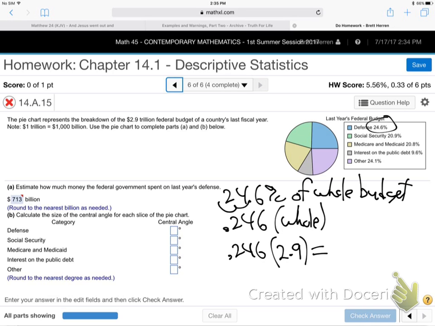You guys got that on your calculator? I think it's going to be 0.713, isn't it? Is that what it comes out to be? Now, why did I answer 713 billion? There's no decimal there. And yet we're getting 0.713.